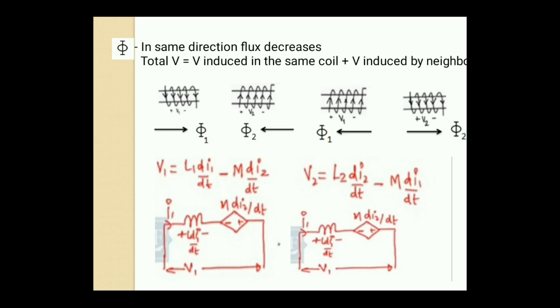The polarity of the dependent source is according to the flux directions. Okay. So keep it in mind: whenever the fluxes travel in the same direction, the net overall voltage increases, so we add the mutual induced voltage to the self EMF. Whenever the fluxes travel in opposite directions, the net overall voltage is reduced, so we subtract the mutual EMF from the self EMF.